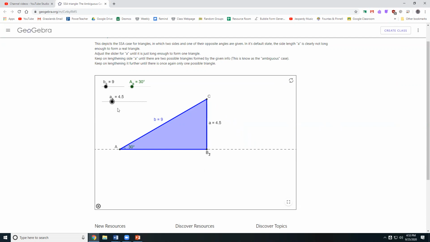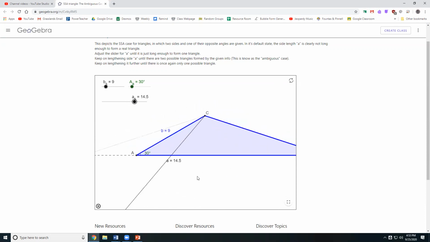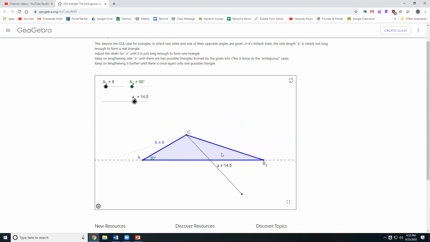That would only be one case, but you'll also only have one case if you get an a value, the side across from your given angle, that is bigger than your other side. When that happens, there's only one triangle, and I can zoom out here. Only one triangle forms because it wouldn't be physically possible for it to reflex backwards and go over here and still be a triangle, because you need to have that 30-degree angle down in the corner. So hopefully that explains why you have an ambiguous case.